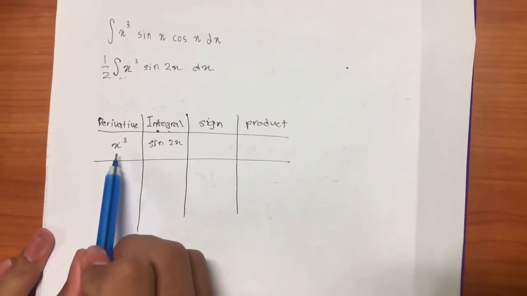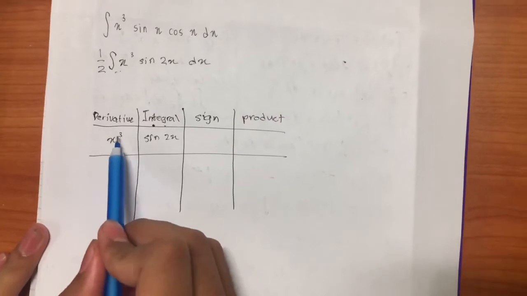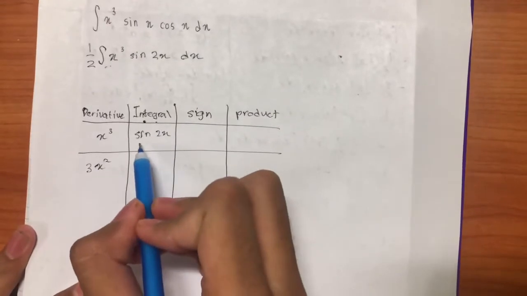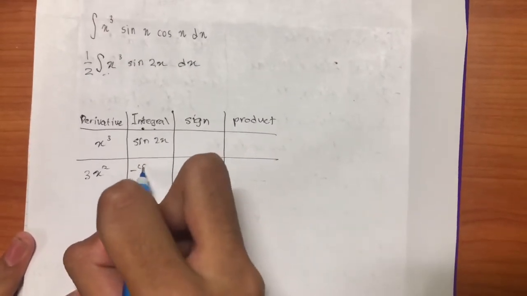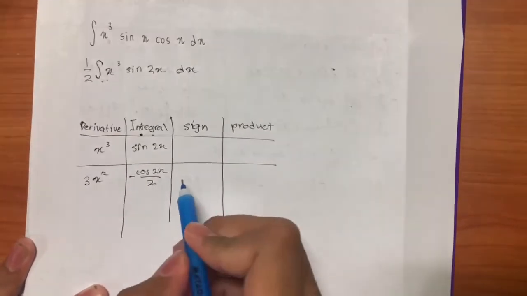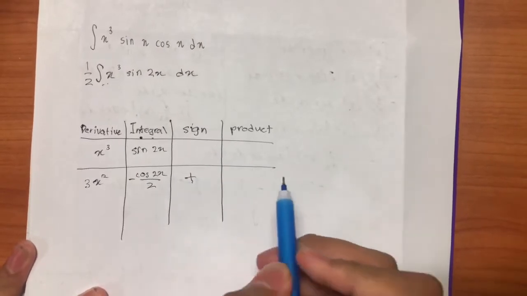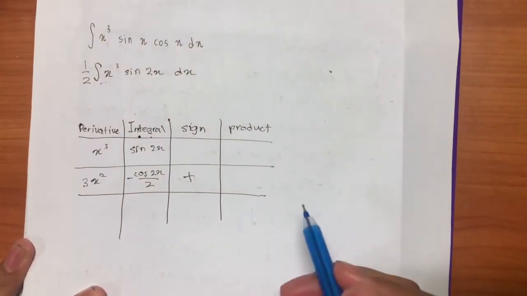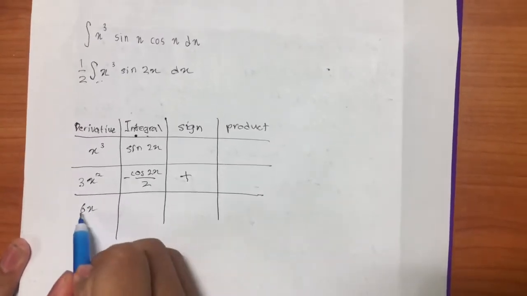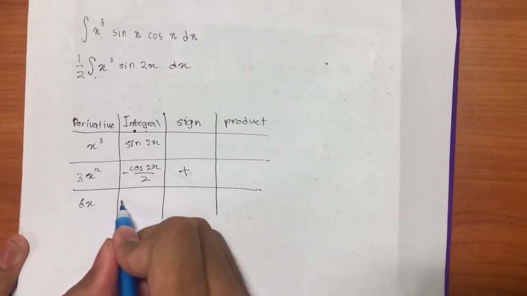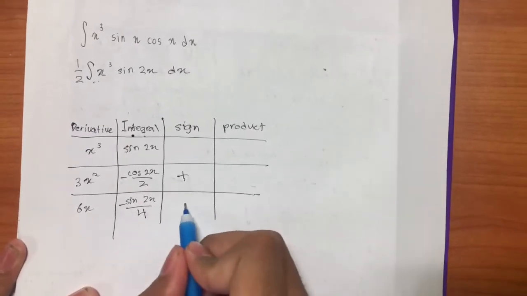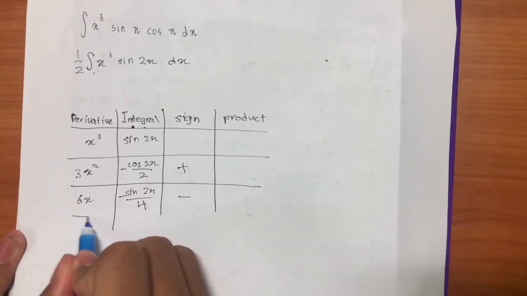Okay, so for derivative, the first one will become 3x squared, and the integral of sin 2x will become negative cos 2x over 2. And for the sign, we will put positive. So for the second derivative, it becomes 6x, and this will become negative sin 2x over 4. And for the sign, we put negative sign.